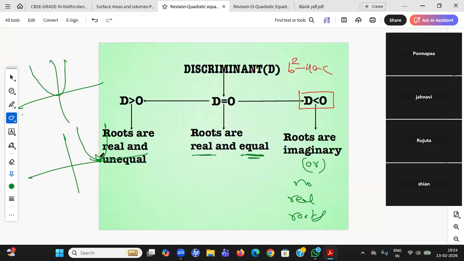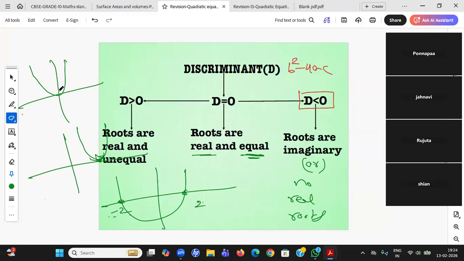Equal means at one point only this parabola is touching and going up. Okay, so that is discriminant equal to 0. Discriminant greater than 0, roots are real and unequal. This one is better figured out. You see here the roots are minus 2 and 2. Both are real and they are unequal also.